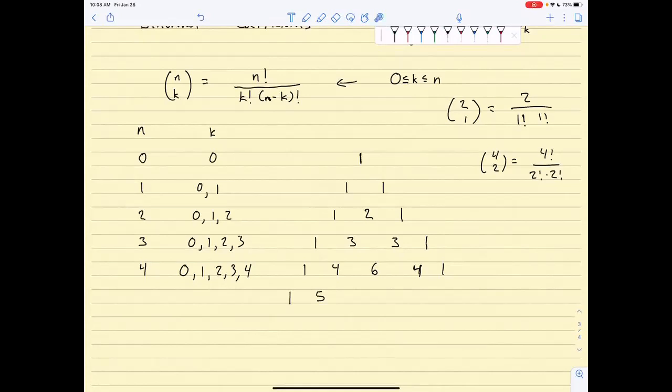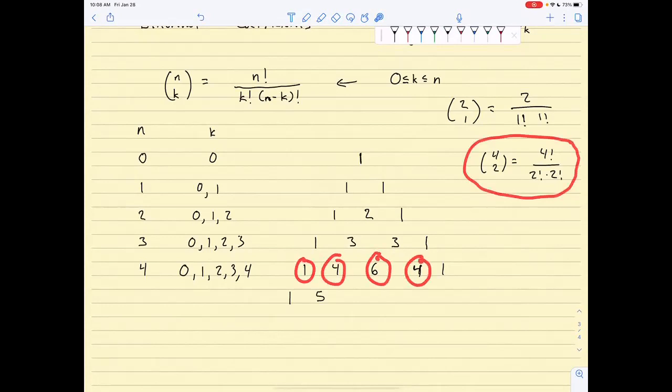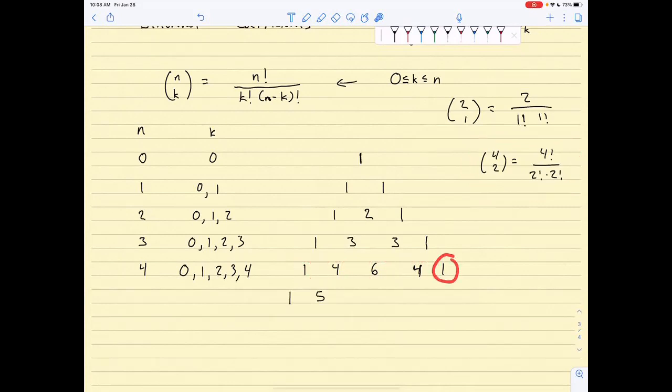So look at this. There's a rule. Yeah, you've seen it? The 6 is this computation. So I'm going 4 choose 0, 4 choose 1, 4 choose 2, 4 choose 3, 4 choose 4. This will be 6. This whole thing is 4 factorial, which is 24, over 2 times 2.